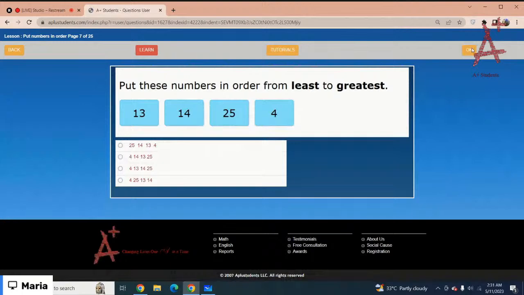Put these numbers in order from least to greatest. So which is the correct option? 13, 14, 25, and 4. It would be 4, 13, 14, and 25. The correct option is 4, 13, 14, and 25.